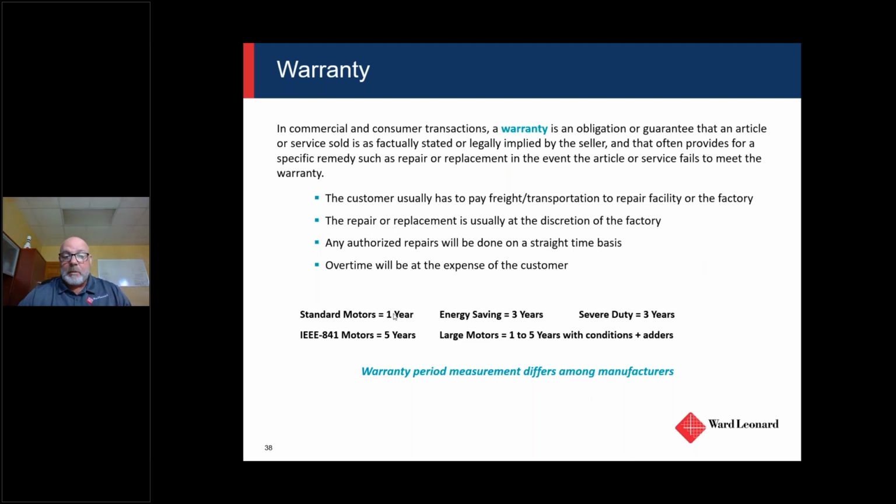So a standard motor from an OEM is going to be a 1-year warranty, energy savings, 3 years, severe duty, 3 years. IEEE 841 motors, I think most all of the OEMs have now aligned where that's a 5-year warranty on that IEEE 841 motor. The reason is they really spend a little bit more time getting the vibration right. It's an oversized bearing. They have bearing isolators and seals on each end of it, so it really doesn't have a lot of ingress of dirt and contamination inside the motor. It's just a much better built motor, right? So that's why you see the longer warranty.